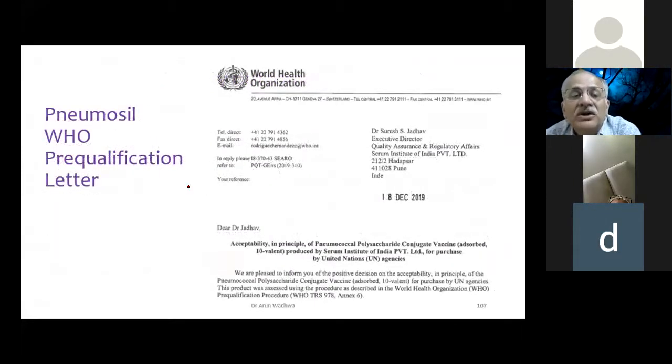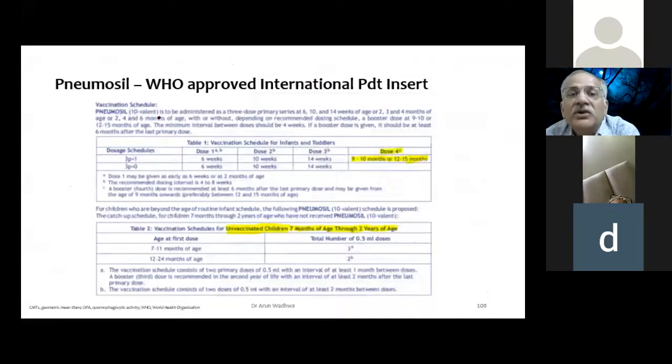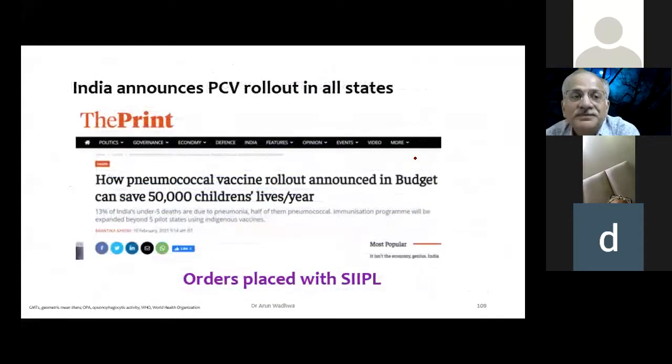Pneumosil has also got a pre-qualification letter in December 2019, so it's almost 1.5 years. And the WHO approved international patient insert says that it should be given in 3 doses. As a booster also it has to be given.